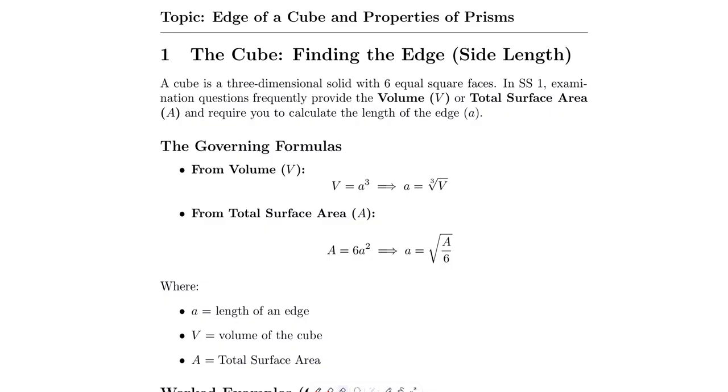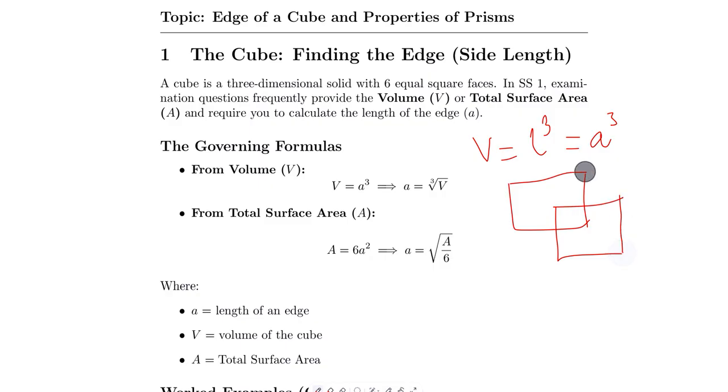In this video I'll be talking about the edge of a cube and the property of a prism, as asked by the SS1 students. So when we talk about a cube, I already told you in the previous video that the volume of a cube is L raised to power 3, or you can say A raised to power 3, if A is the side. That means if I have something like this, this is a cube.